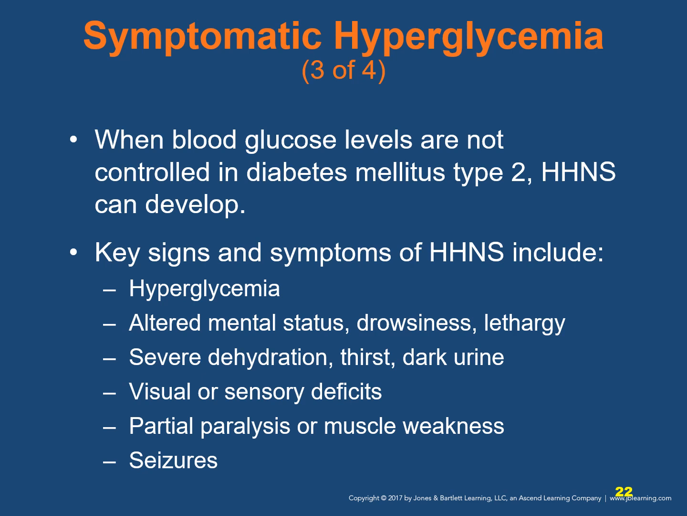When blood glucose levels are not controlled in diabetes mellitus type 2, a condition known as hyperosmolar hyperglycemic nonketotic syndrome, HHNS, can develop. Key signs and symptoms of HHNS include hyperglycemia, altered mental status, drowsiness, and lethargy. It can also result in severe dehydration, thirst, and dark urine. Included are visual or sensory deficits and partial paralysis or muscle weakness, and it can lead to seizures.